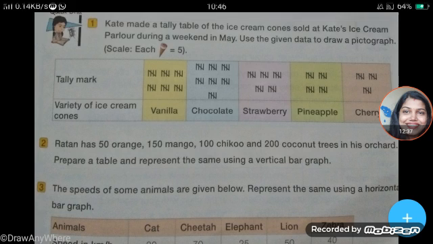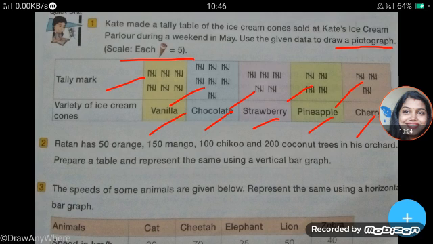So here children, what is given, let us just understand first. Kate made a tally table. So already she has made a tally table here. Like what the number of ice cream during the weekend of May. So here you can just see variety of ice cream is given, like vanilla, chocolate, strawberry, pineapple and cherry. Now what they are asking us, use the given data to draw the pictograph, and scale is already given children, that is each ice cream cone is nothing but 5 ice creams.